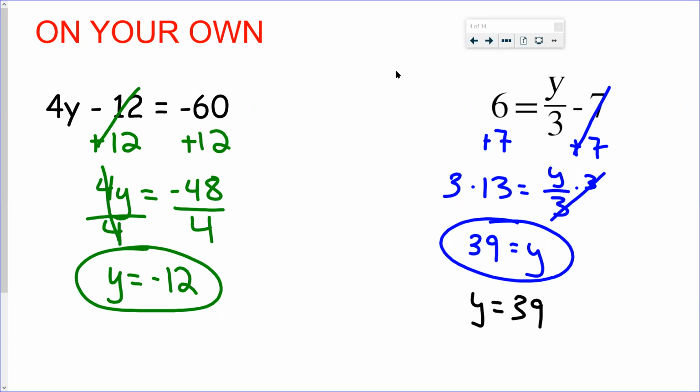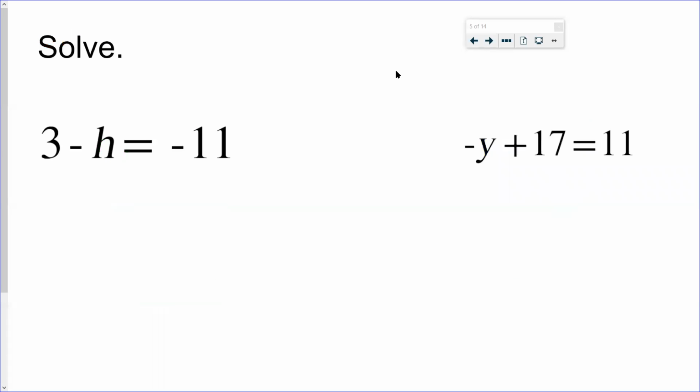All right, so let's do another thing. What if we run into problems like these? Look at the one on the left: 3 minus h equals negative 11. This one may look like a one-step equation, but it is actually a two-step equation. Remember, the whole goal is we want to get rid of addition and subtraction first. We want to get rid of whatever is not attached to the variable first. This 3 is not really attached to the h. It's not being multiplied or divided by h. So we want to move the 3 first.